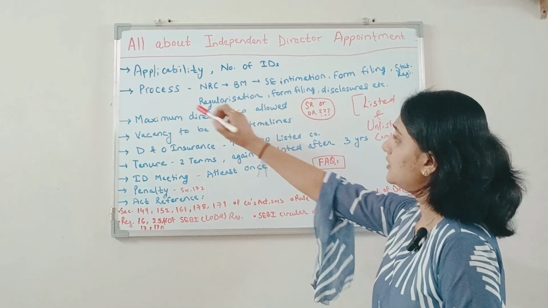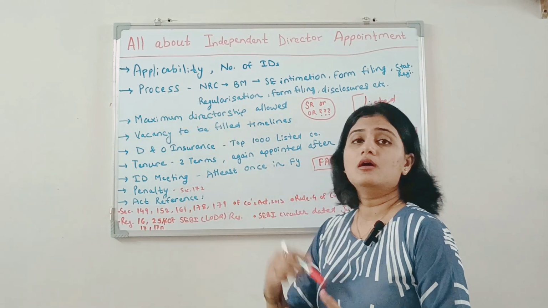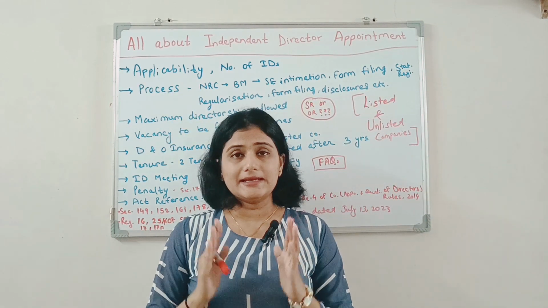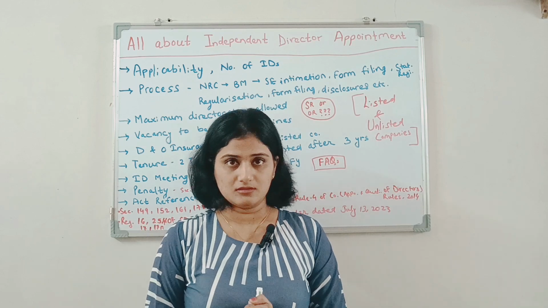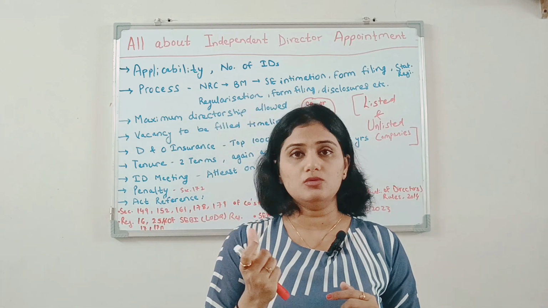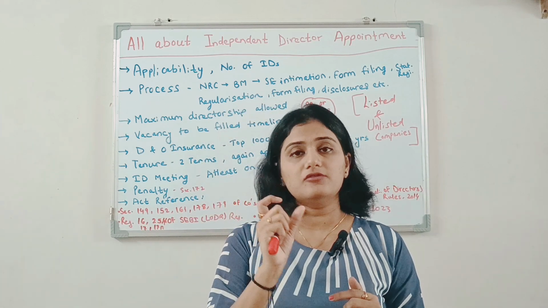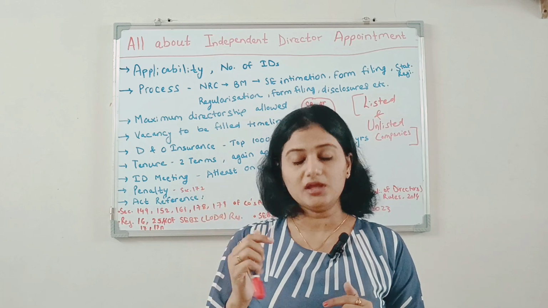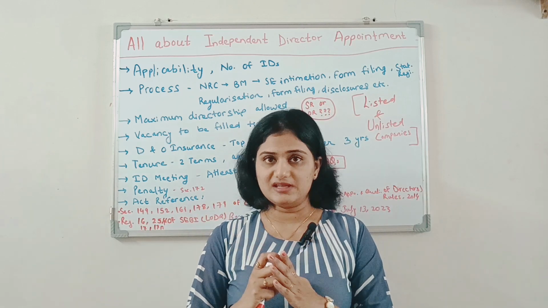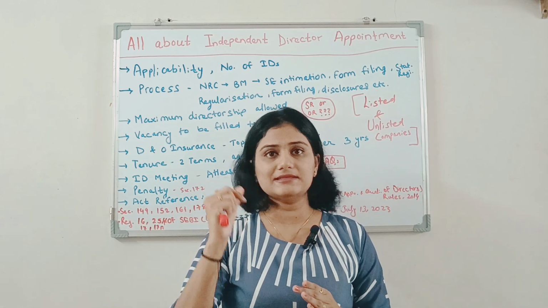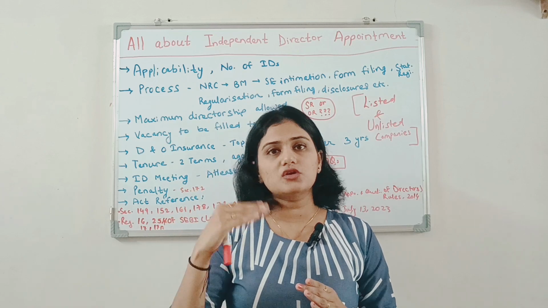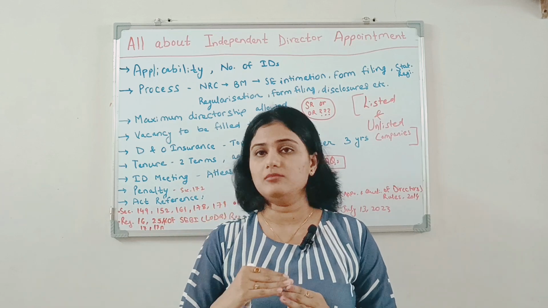Now coming to the process part. If the individual does not have a DIN, then first he has to apply for the DIN in form DIR-3. But before that, he must have a DSC for affixing his DSC in form DIR-3. This is for the person who does not have a DIN number.